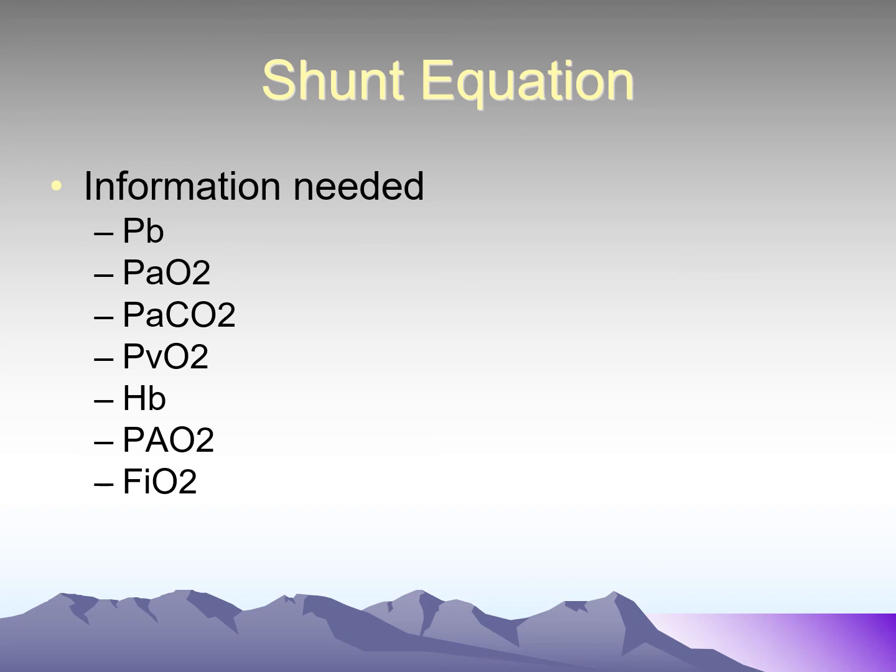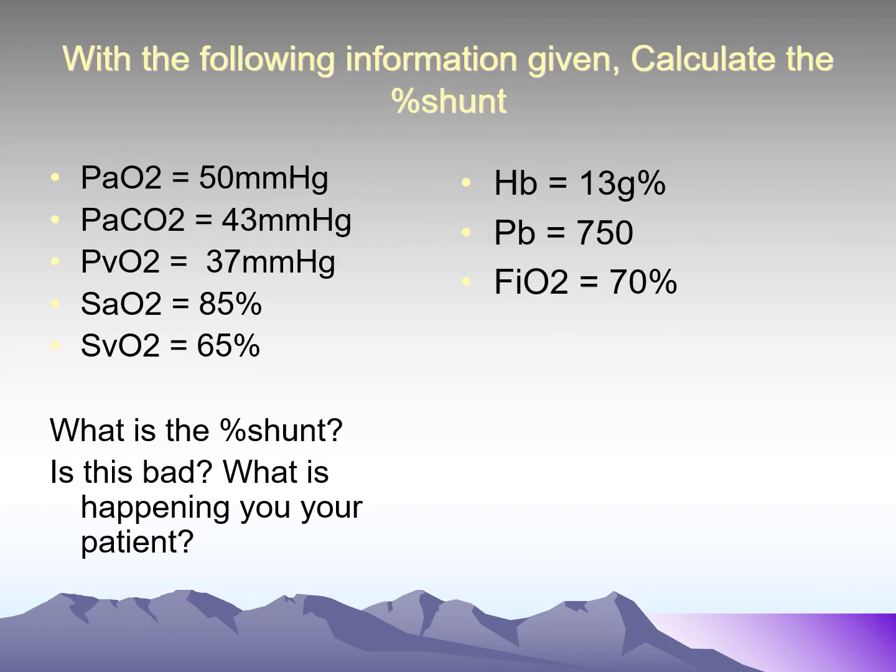So the things that you're going to need to figure out these calculations are going to be your barometric pressure. So unless it's otherwise stated, just use 747. Okay, so 747, unless it's given a different number. So as we look at the next slide, this one here, they want you to calculate your shunt.